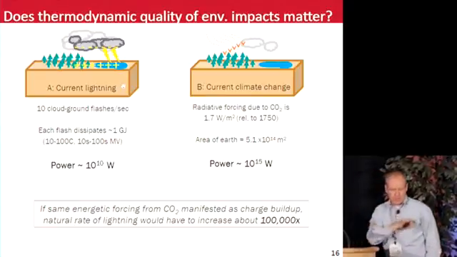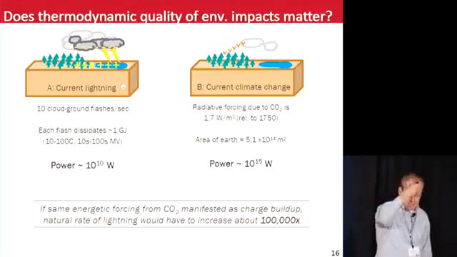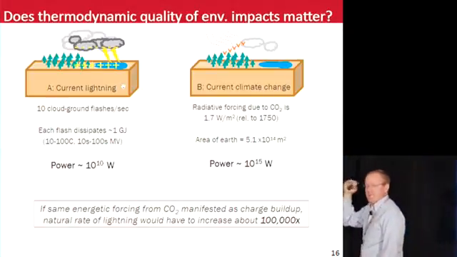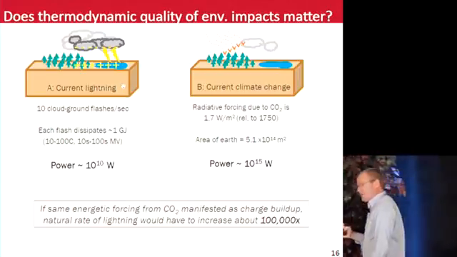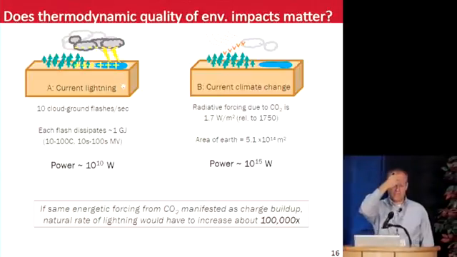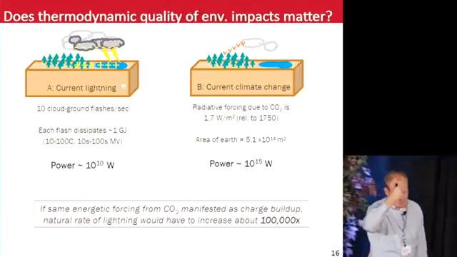Case B, and again, these are two things that are actually happening right now. We see that radiative forcing due to CO2, according to AR5, is about 1.68 watts per meter squared, measured at the tropopause per unit meter squared of the Earth's surface. The area of the Earth is 5.1 times 10 to the 14th meter squared, so this power is of the order 10 to the 15th watts.